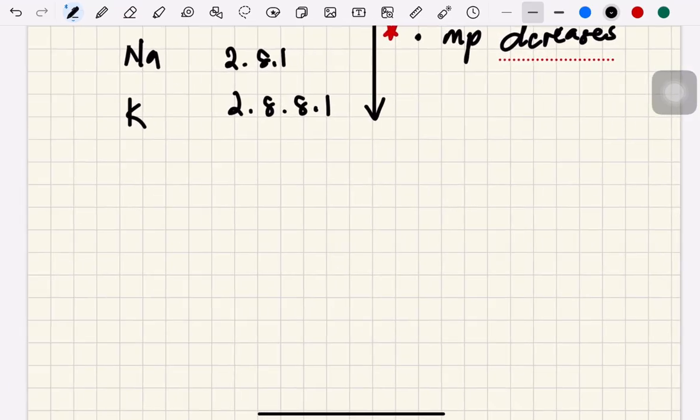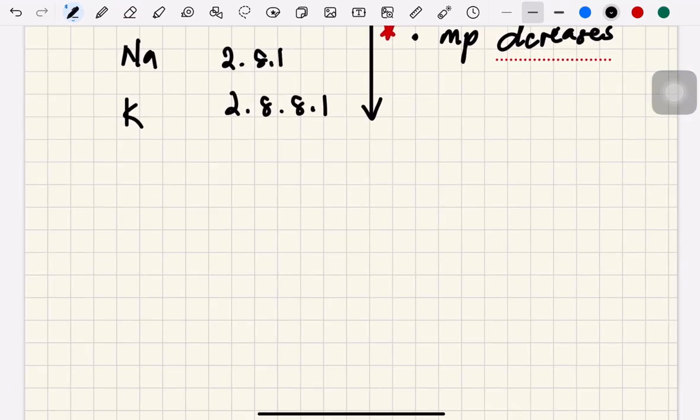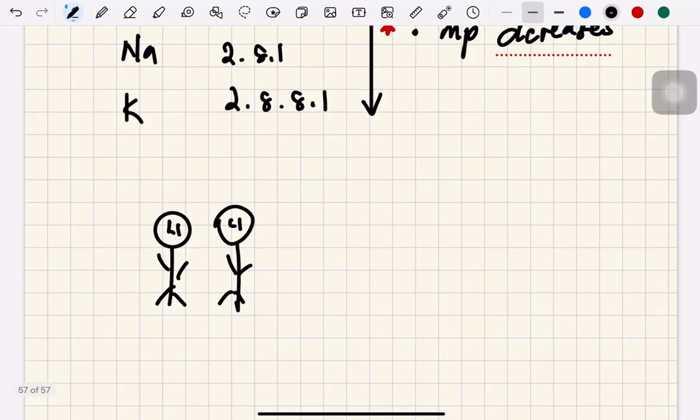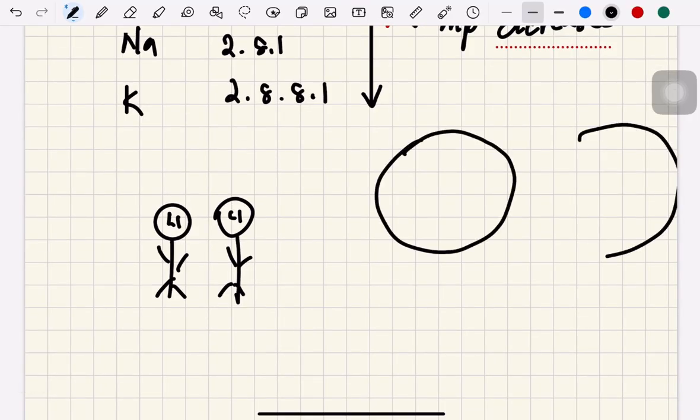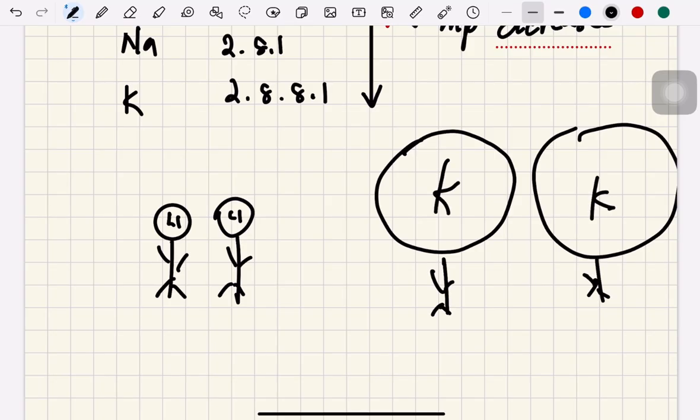Okay, so you don't actually need to memorise, just draw. Draw stick figures, right? Let's say this is lithium with lithium. Because lithium is small, I draw it as small. Okay, so we differentiate it with potassium. Potassium has a big head but small body. Okay, big head but small body.